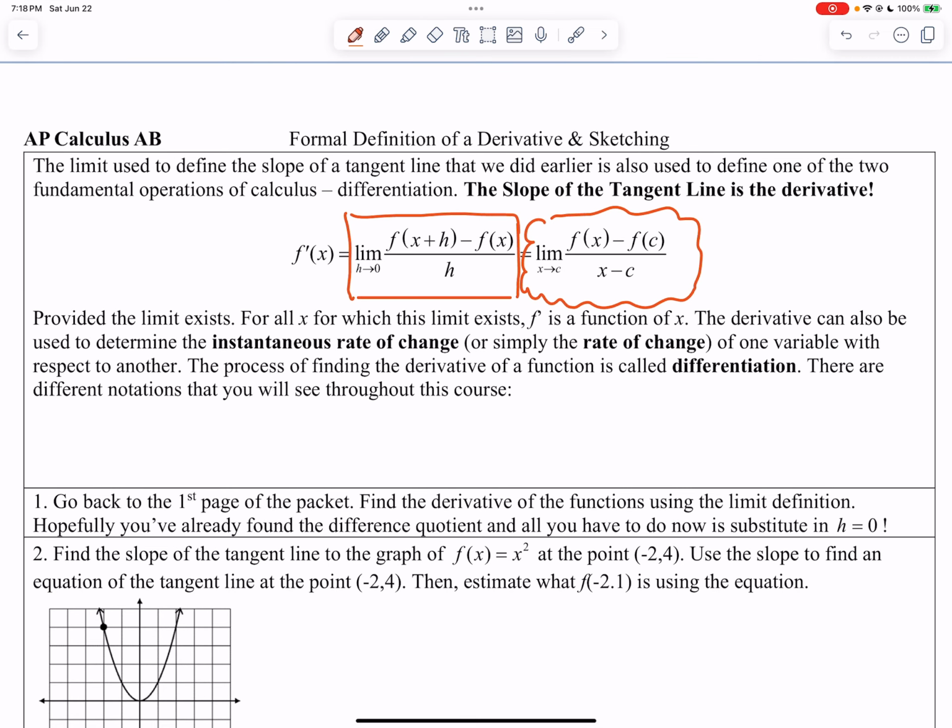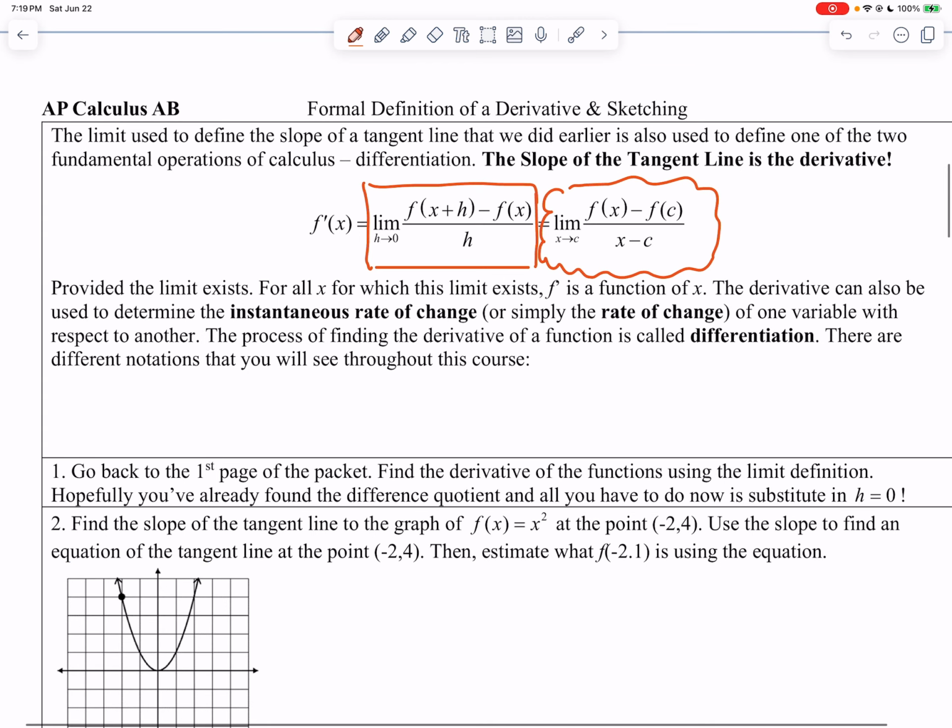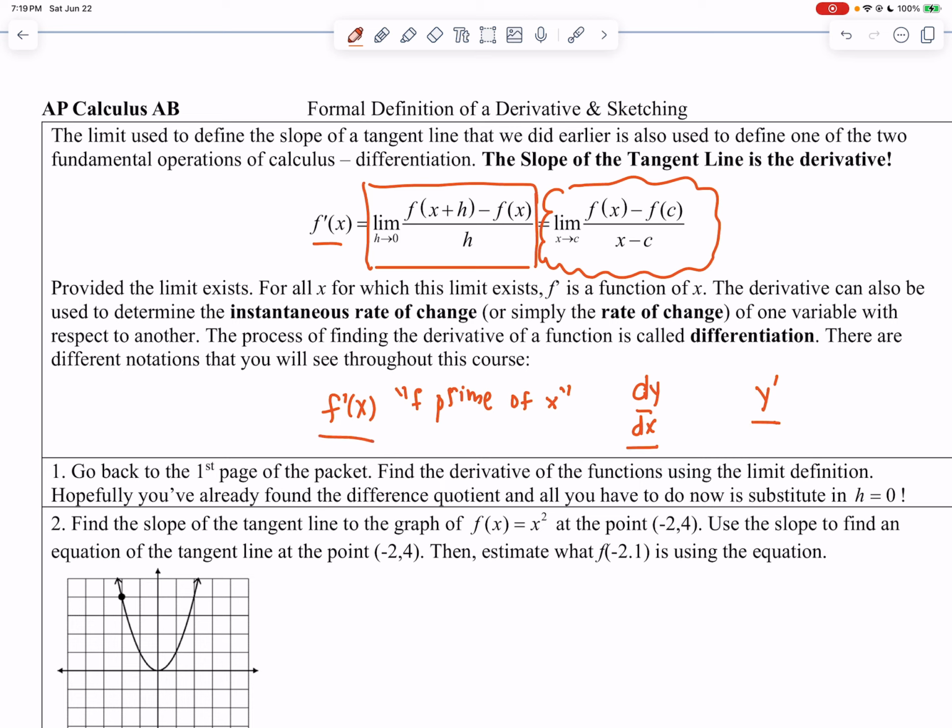The derivative can also be used to determine the instantaneous rate of change. And of course, the process of finding the derivative is called differentiation. We are going to have several types of different notations that you guys will need to know. The first one is this right here. This is f prime of x. We also have dy dx. And then we also have y prime. So these right here are going to be your 3 big formal notations for the derivative.